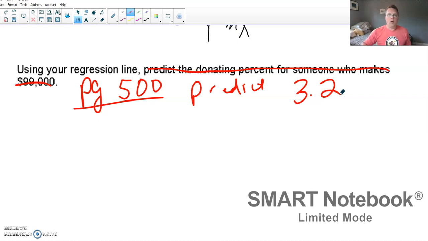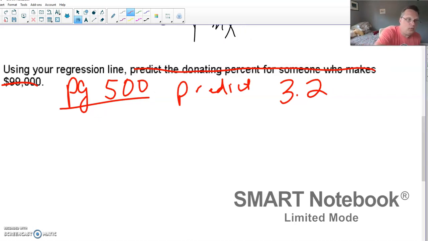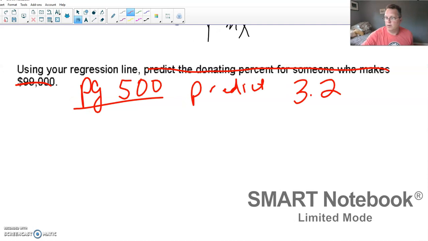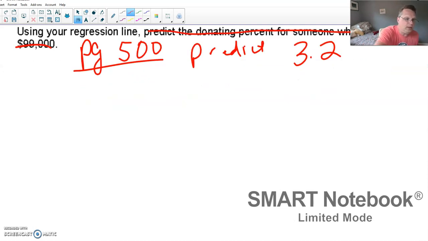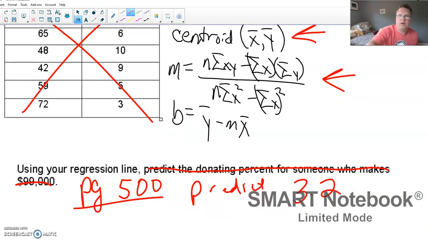So what do we need? Oh boy. So what do we need? We need the n, the summation of xy, the summation of x, the summation of y, the summation of the x's squared, and the summation of x quantity squared.